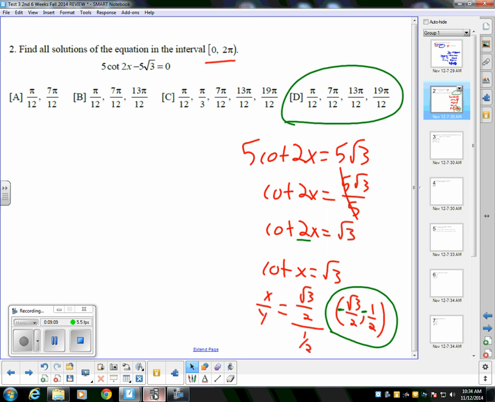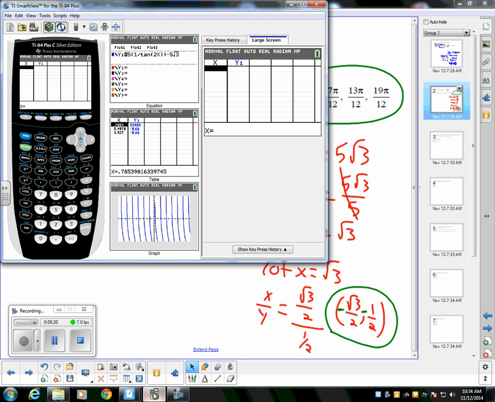All right, so here's what I want to do then. We've already decided that D is the correct answer here, but let's just check. Let's say we were just using our calculator. Let's say we thought A was the correct answer. So if we did, we have pi over 12 and 7 pi over 12.